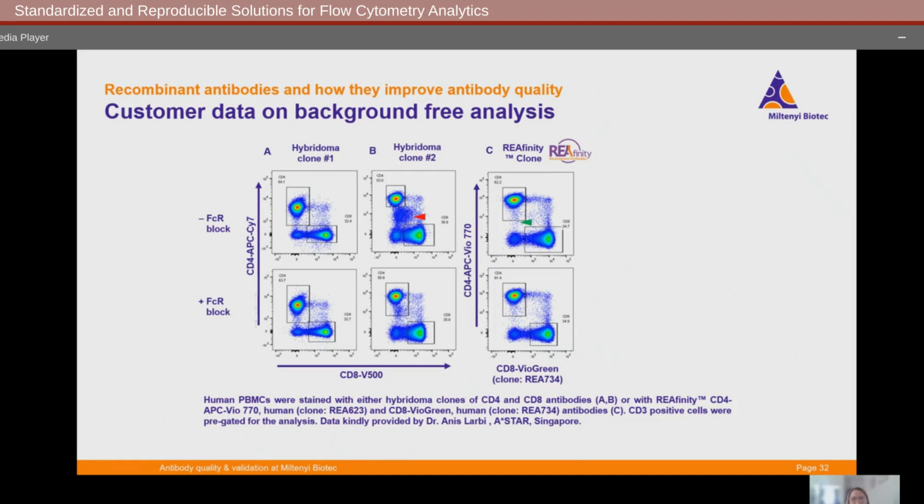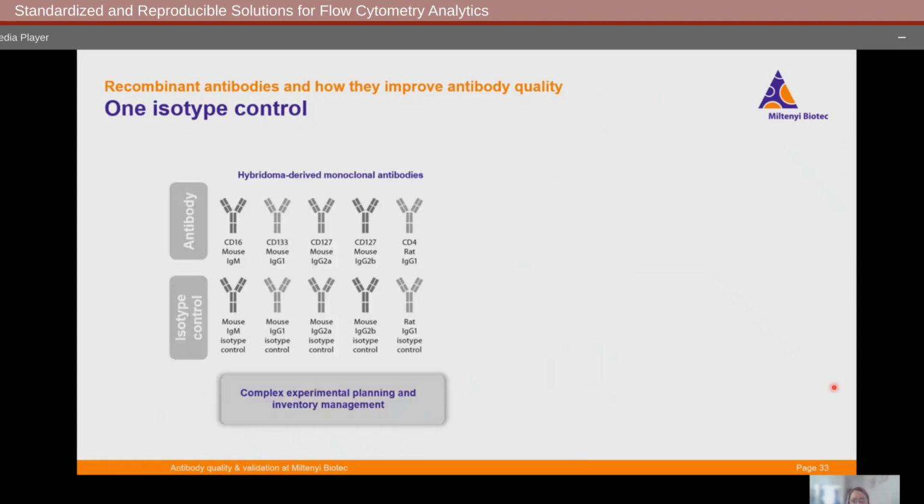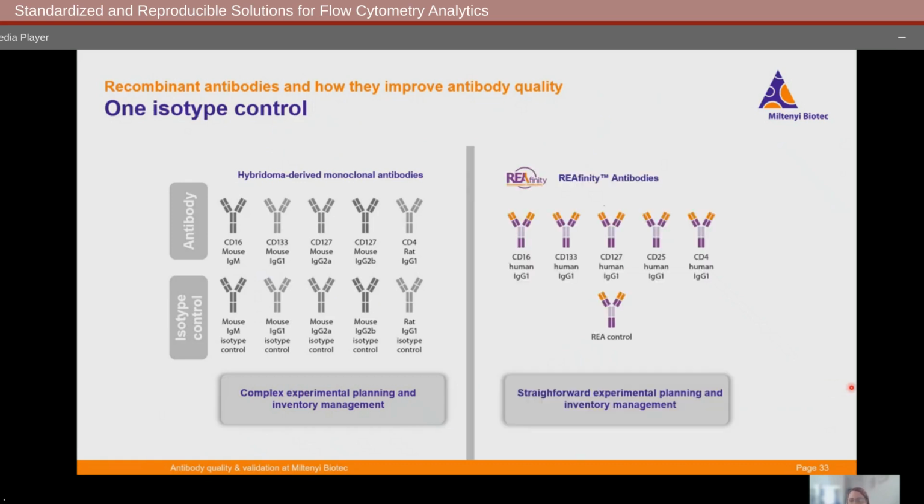So it really makes a difference when it comes to the quality of the data that you're getting out from a recombinant antibody during flow. One of the other major advantages to recombinant antibodies is that universal isotype control. You saw that the recombinant antibody backbone contains that same IgG1 across all recombinant antibodies. The benefit is that many different hybridoma antibodies within just a single panel could easily have tons of different types of backbones, leading to potentially much more complex experimental planning and inventory management, where you really only need one type of isotype control for your panel if you're just using recombinant antibodies. So it makes for a much simpler experiment and inventory management a lot easier for yourself.